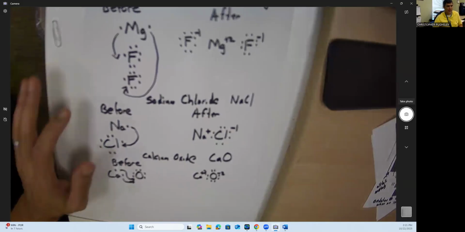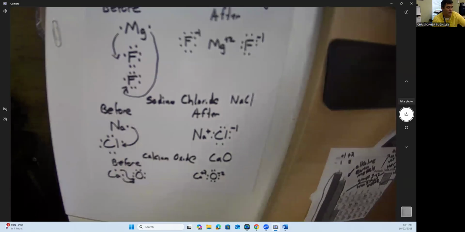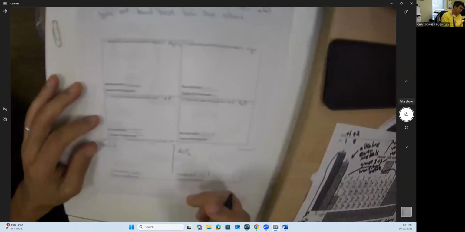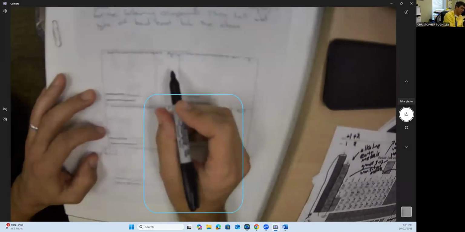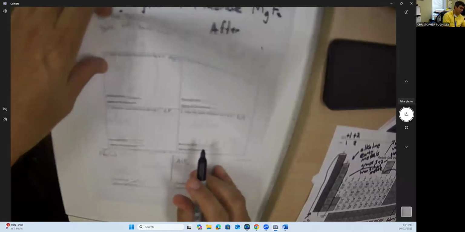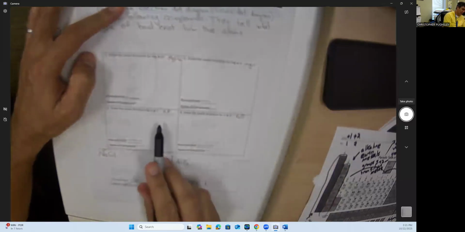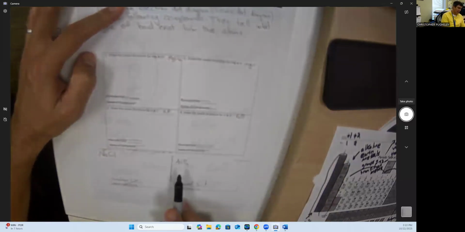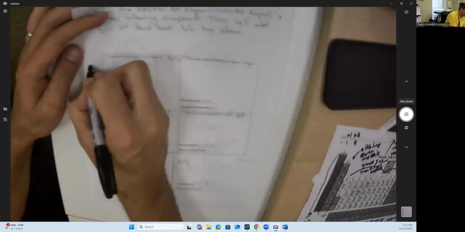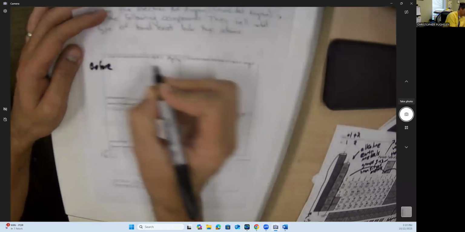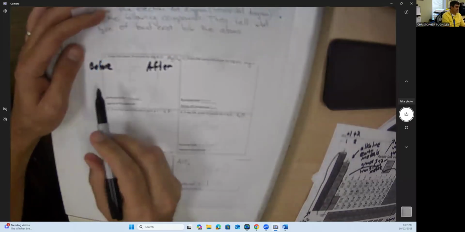And so your homework tonight is to do this sheet. You're going to do 6 compounds, and for those 6 compounds, you're going to do the before and after. So MgCl2, MgS, that's magnesium and sulfur, KF, K2O, AlF3, and NaCl. And so you're going to do the before, and then you'll do the after for each of those. So before and after.